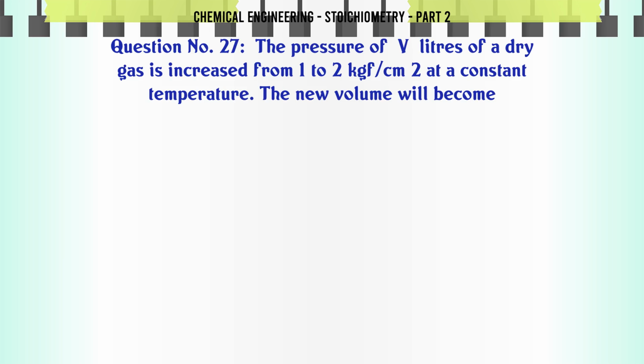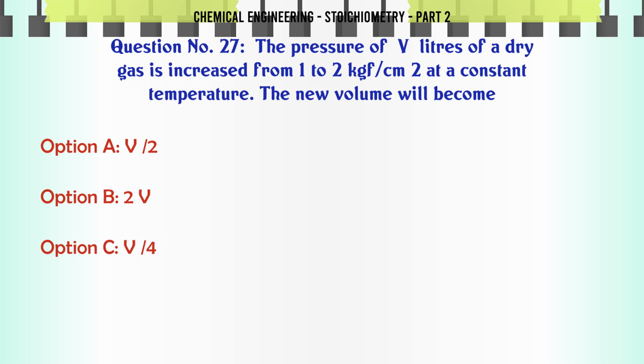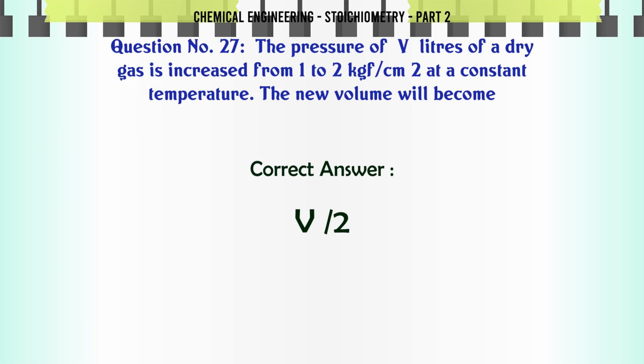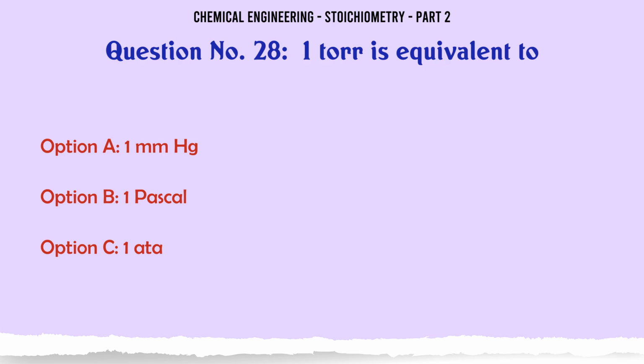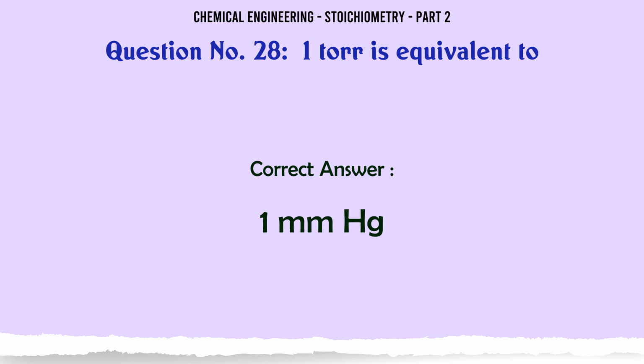The pressure of V liters of a dry gas is increased from 1 to 2 kgf/cm2 at a constant temperature. The new volume will become: A V/2, B 2V, C V/4, D V^2. The correct answer is V/2. 1 torr is equivalent to: A 1 mm Hg, B 1 Pascal, C 1 atm, D 1 mm water. The correct answer is 1 mm Hg.